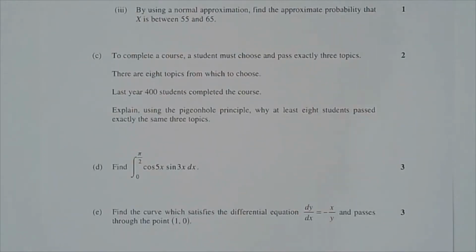Question 12c. To complete a course, a student must choose and pass exactly 3 topics. There are 8 topics from which to choose. Last year, 400 students completed the course. Explain, using the Pigeonhole principle, why at least 8 students passed exactly the same 3 topics.